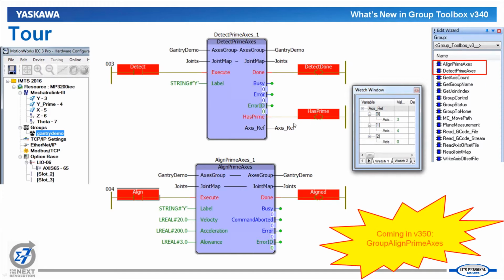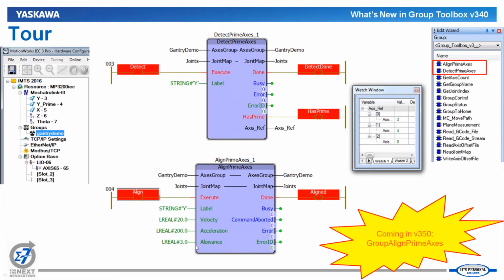With this block, we can then do another new function called align prime axes. This function will go through a case statement sequence and essentially move the Y prime, in this example, to be at the same commanded position as the main Y motor. And it will only do that if they are already within an allowable tolerance.